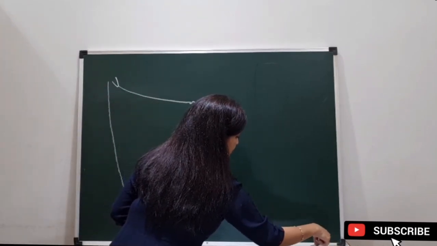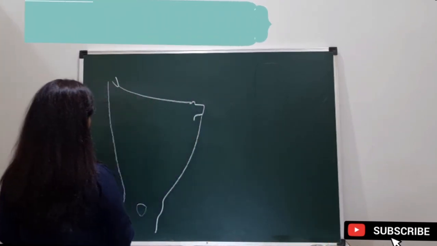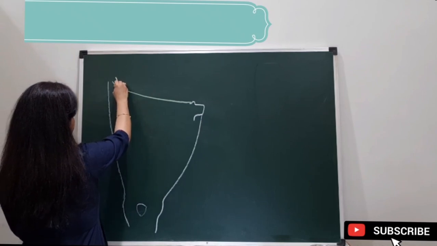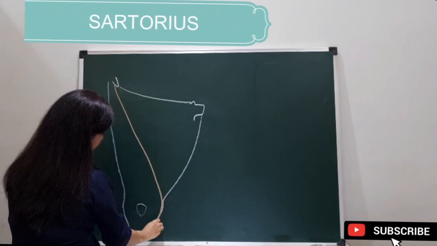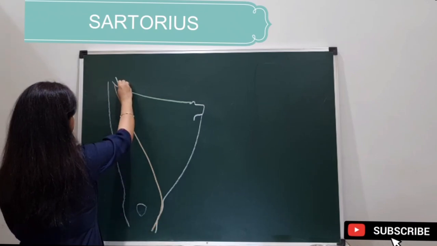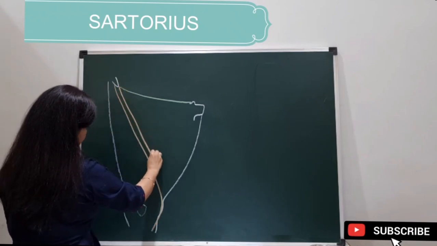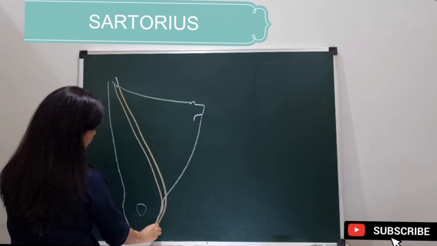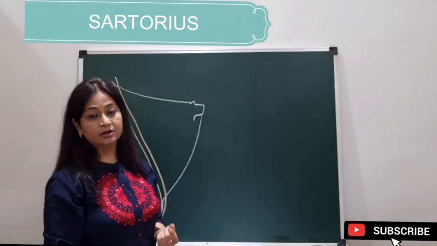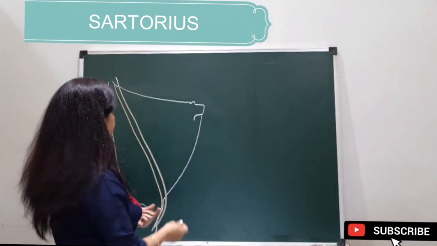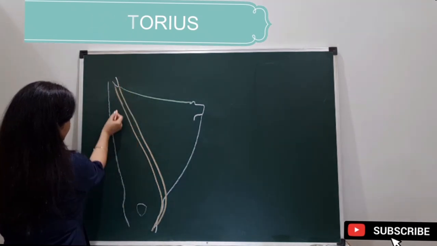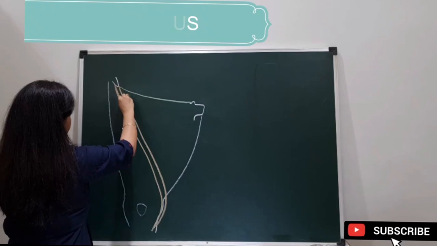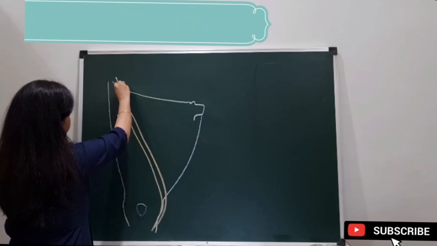Now, a muscle known as the sartorius is attached to the anterior superior iliac spine and goes down to the tibia like this. Now the sartorius is the longest muscle in the body. So this is the medial border of sartorius and this is its lateral border. So let me draw the sartorius first.